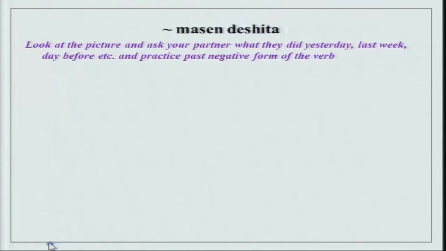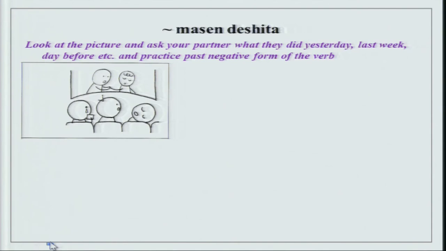Now, look at the picture and ask your partner what they did yesterday, last week, day before, and practice negative form of the verb, which we haven't done so far. So, well, you can look at this picture and see what is happening. These people are sitting and they're watching a film. Someone is sleeping, someone is crying, and well, someone is watching.